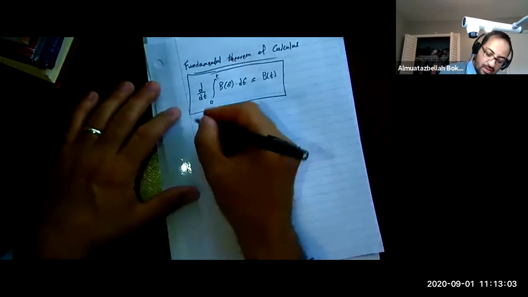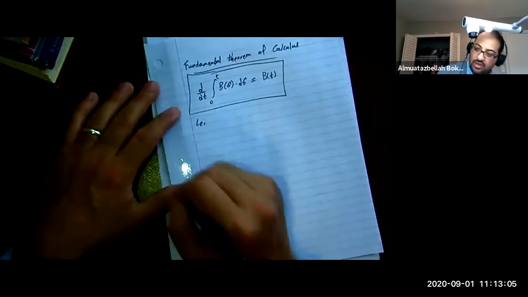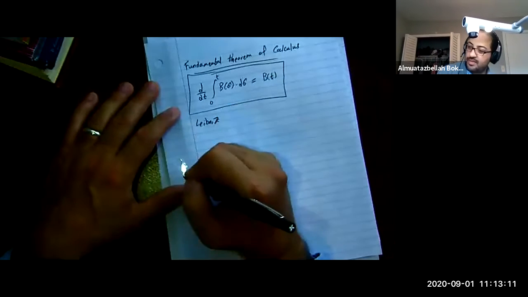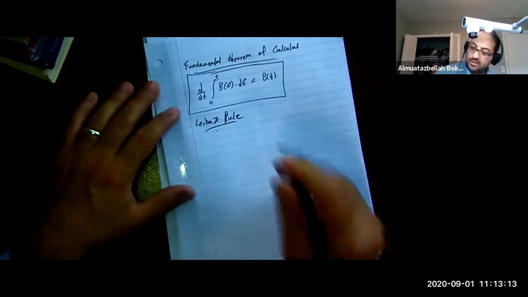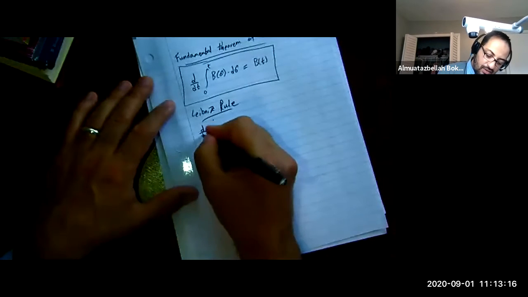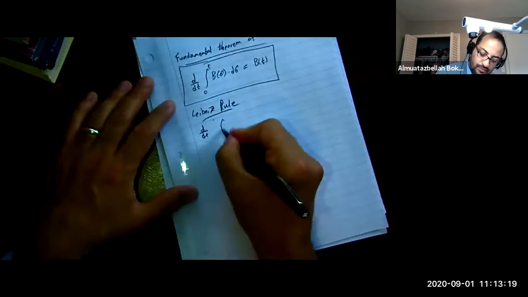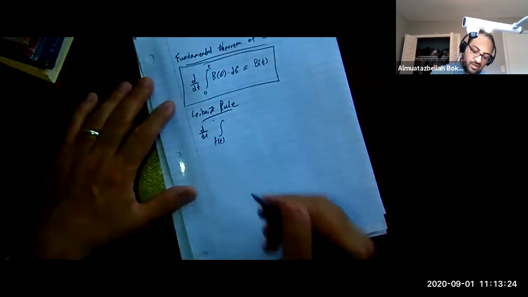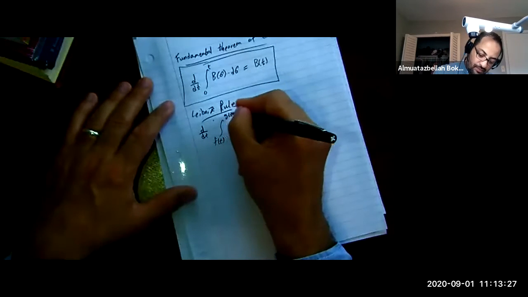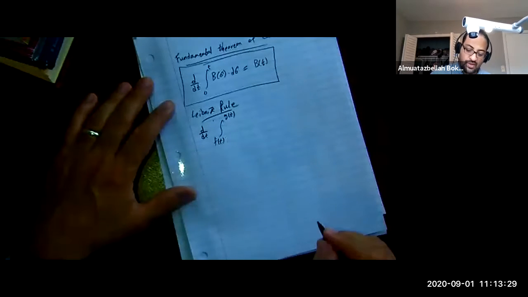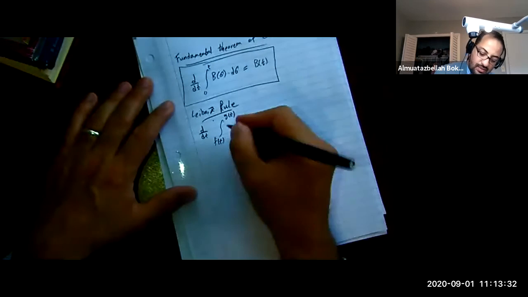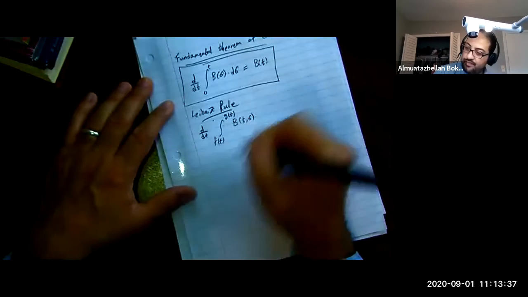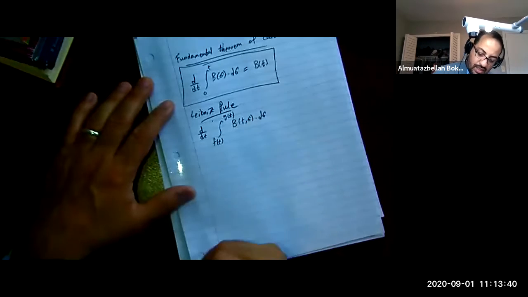There is another result, called Leibniz rule. Leibniz rule says that the derivative of this integral, when you have the limits of the integration to be functions of time, from f of t to g of t, of B of t and sigma with respect to sigma.